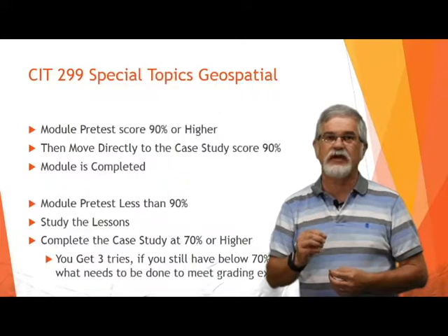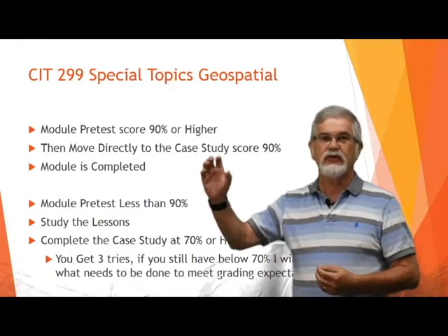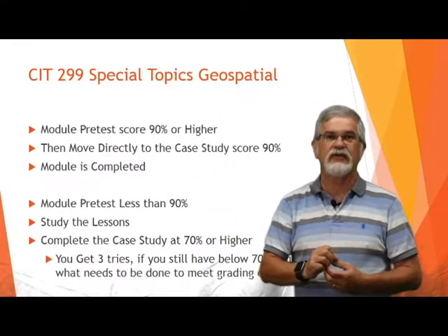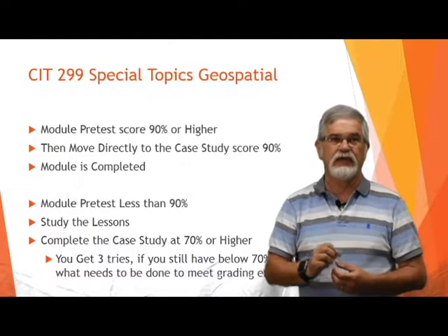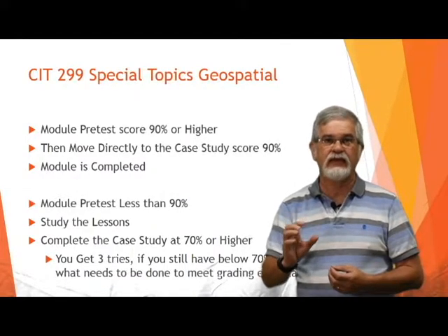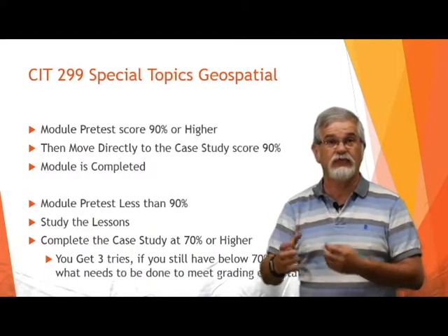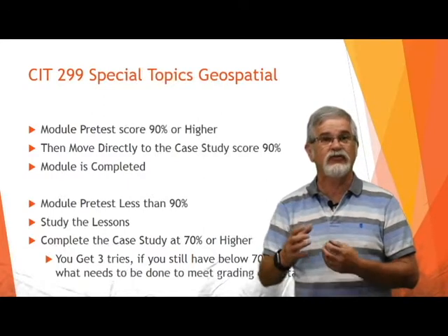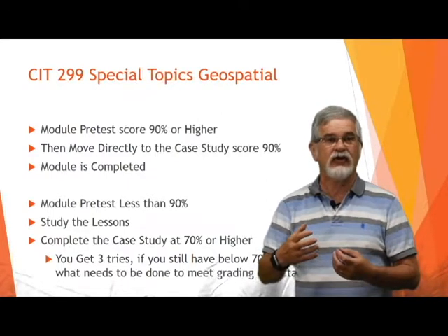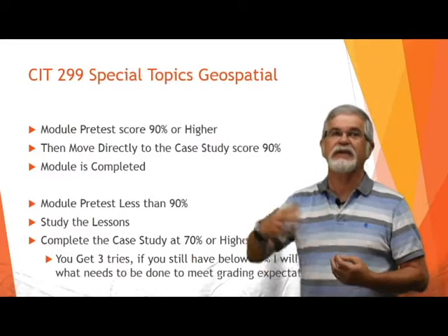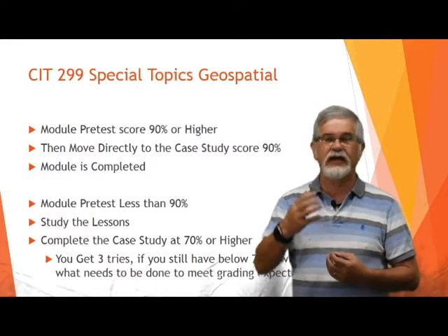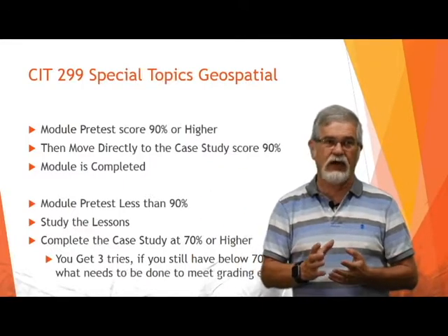If you do score 90%, you can go straight to the ending assessment for this module. You will have a rubric to know what is expected of you in that final assessment. If you score 90% on that, then you can test completely out of a module and not have to cover any of the content within that module.